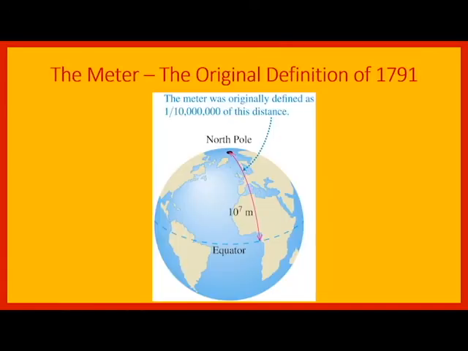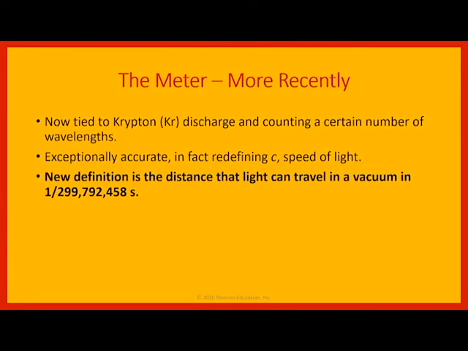The definition of the meter was originally tied to the distance from the equator to the North Pole. But since now we understand that the speed of light is a physical constant, we can use the speed of light to determine the length of 1 meter, which is the distance that light can travel in a vacuum in 1 over 299 million seconds, approximately.